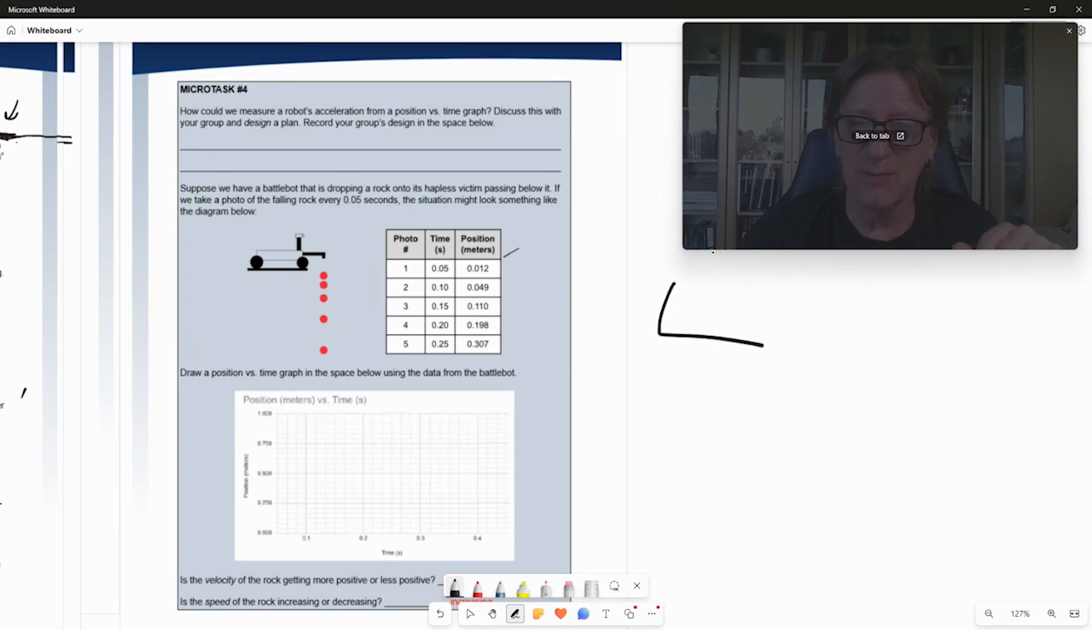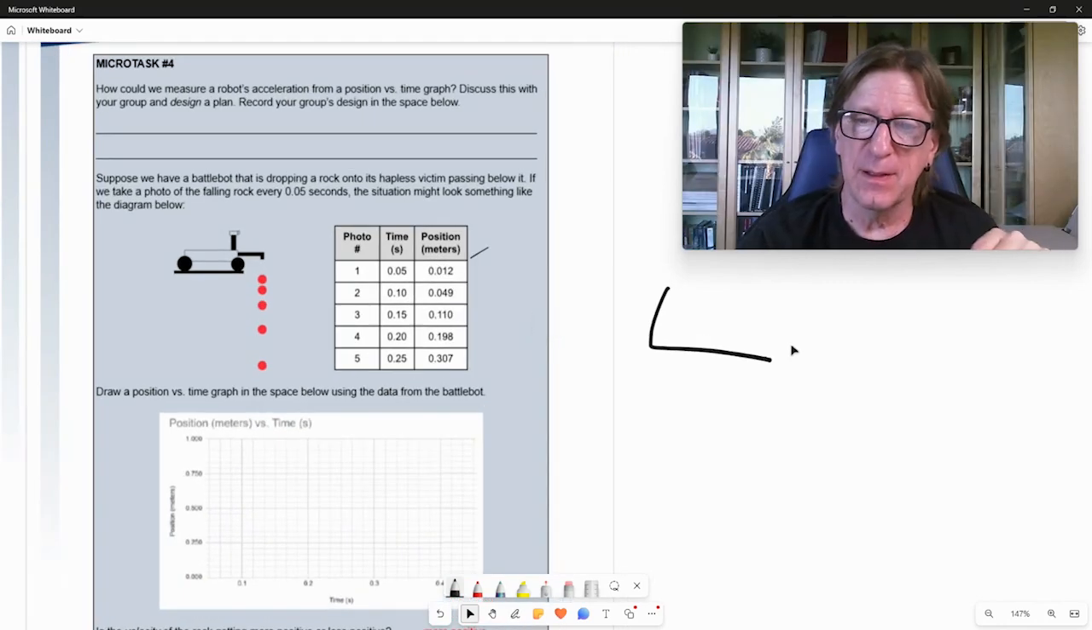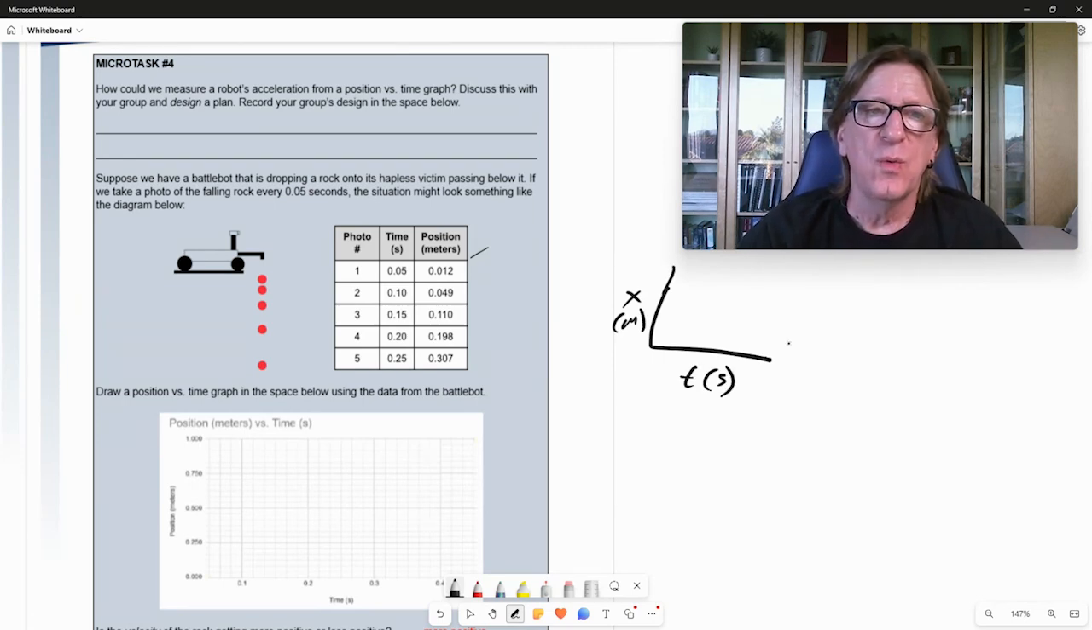So if I have my x in meters and my time in seconds, how could I measure the acceleration from that? We already know what the curve looks like, so how can I measure that?